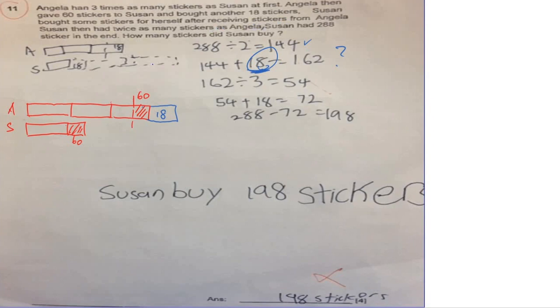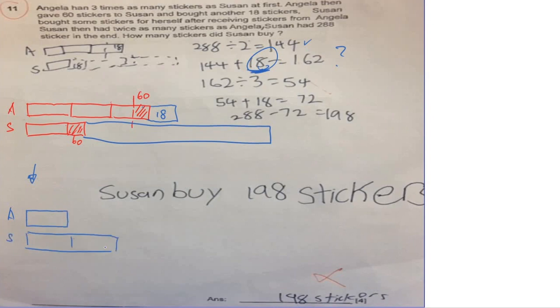Susan bought some stickers for herself after receiving stickers from Angela, and then she has twice as many stickers as Angela. So in the end, she goes and buys some more, and then she has twice as much as Angela. So this is definitely longer, right? The model will look like this. Because she has twice as much as Angela, and Susan has 288, it means that over here is 288. In the end, how many stickers did Susan buy?